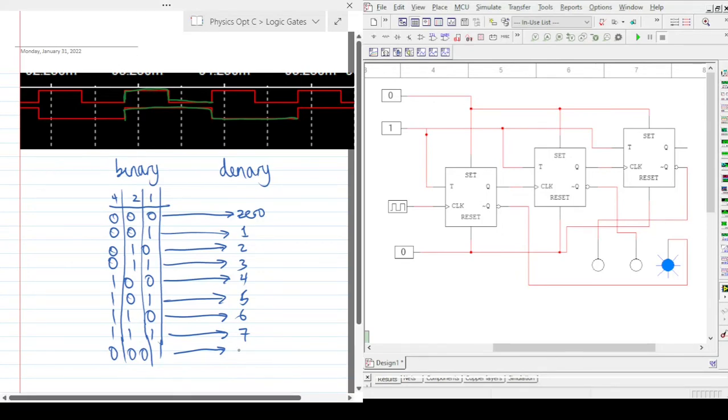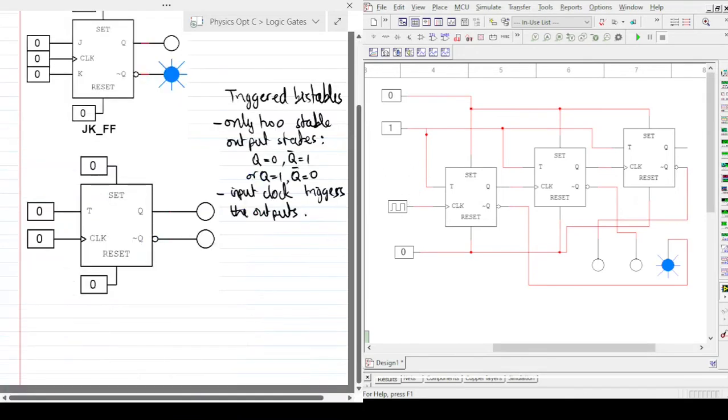The outputs can be interpreted as counting up in binary, right? So you start off with the circuit at 0, 0, 0. It then cycles to the number 1, then to the number 2, then to the number 3, then to the number 4, and so on. Now, what that is really counting is the number of rising edge clock pulses taking place. So let's try to analyze why the circuit behaves like that.